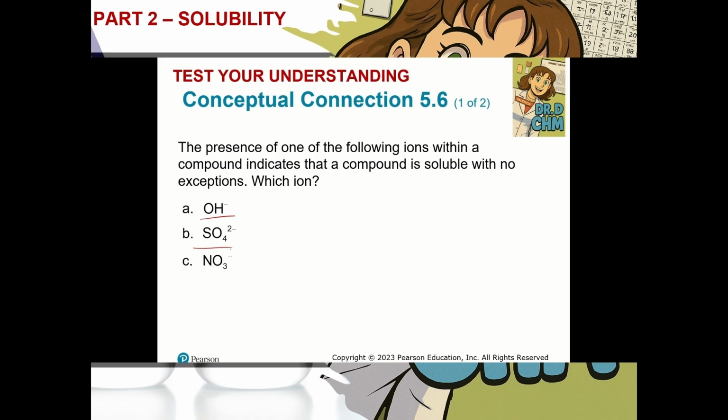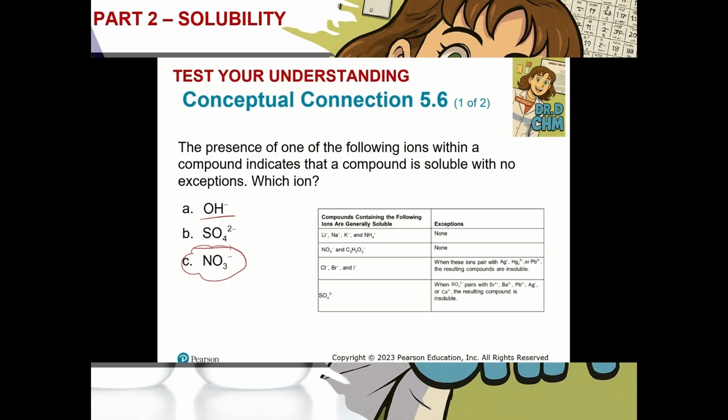But nitrate, remember that I said nitrate is always soluble. That is the first step to memorizing those solubility rules. So here, we saw that sulfate has some exceptions, because when it pairs with strontium, barium, lead, silver, or calcium, it will not be soluble. And we know hydroxide will normally not be soluble unless it is bound or pairs with some compounds. So in this case, nitrate is the one that is always soluble.